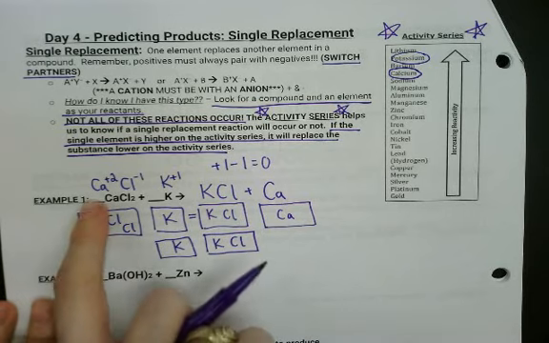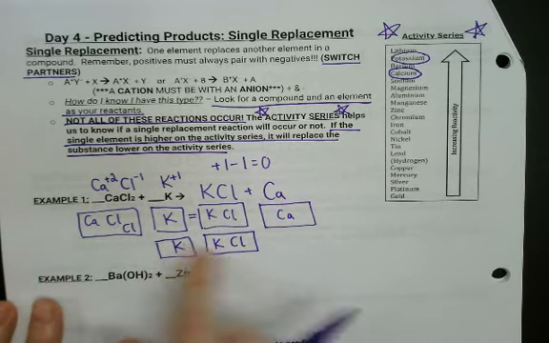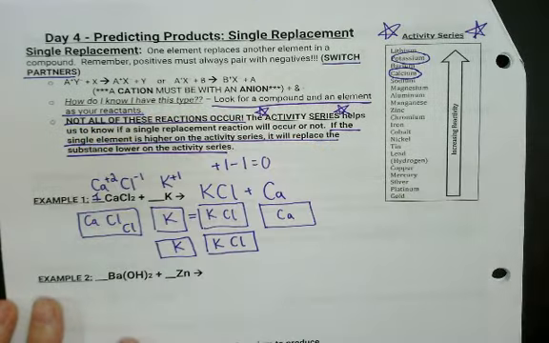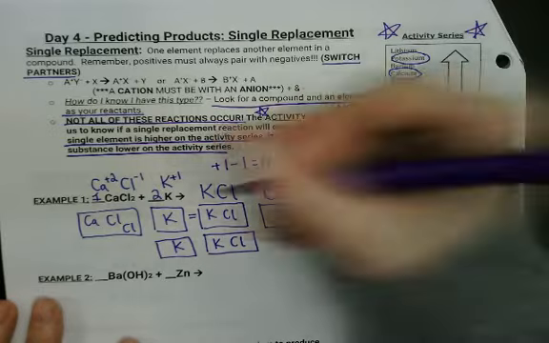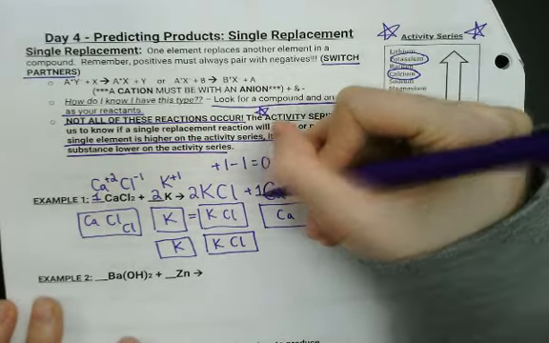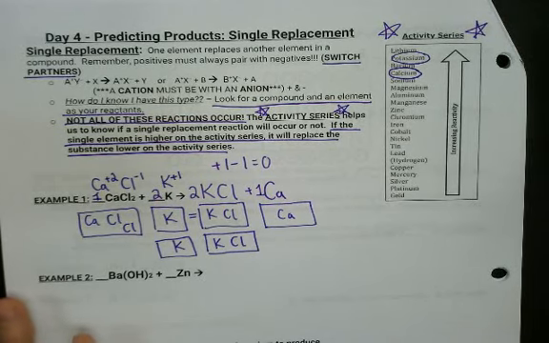The final thing I need to do is write my coefficients at the beginning of each of my elements or compounds. That matches the number of boxes I drew. So I drew 1 box for calcium chloride, 2 boxes for potassium, 2 boxes for potassium chloride, and 1 box for calcium. So that is my final balanced single replacement equation.